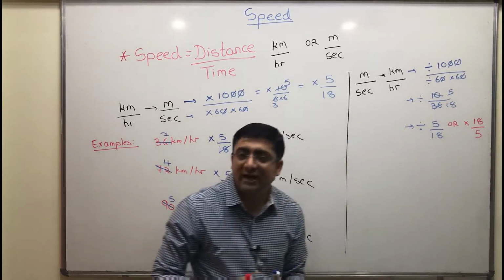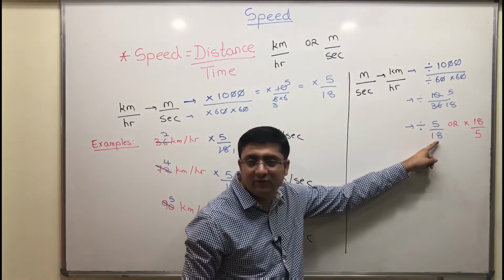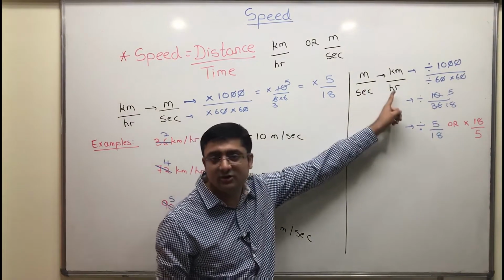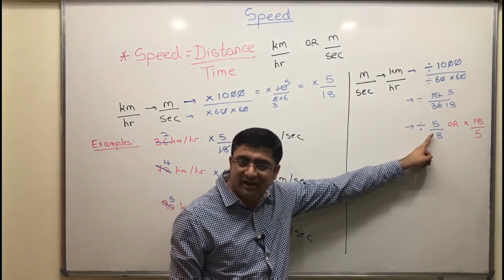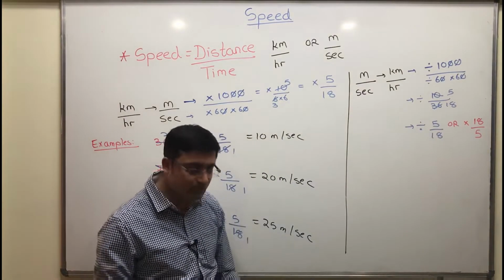I repeat, how do we divide by a fraction? We basically multiply by the reciprocal. So what is the reciprocal of 5 by 18? 18 by 5. So whenever you want to convert from meter per second to kilometer per hour, either divide by 5 by 18 or multiply by 18 by 5, your choice. So let me show you how to use both these techniques.